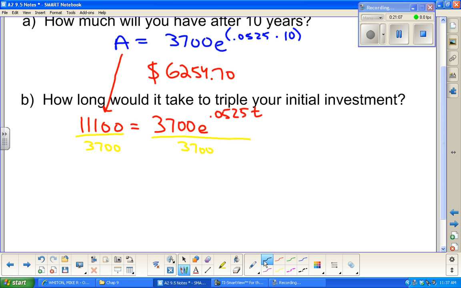And this shouldn't be a surprise. The left side's going to equal 3. Right, it's 3 times what we started with. So 3 is going to equal e to the 0.0525t. And now we need to know how to finish this.